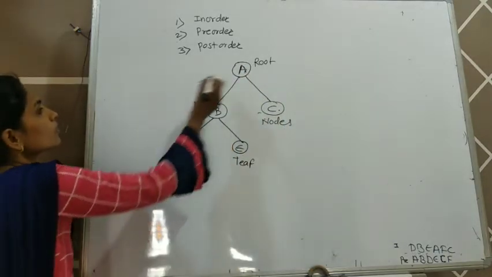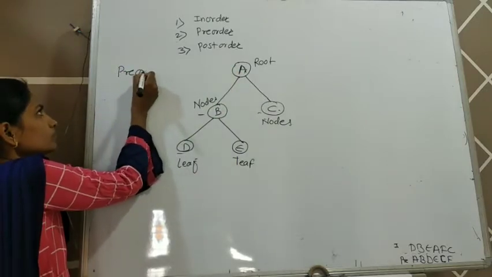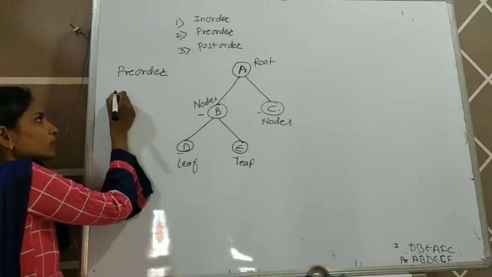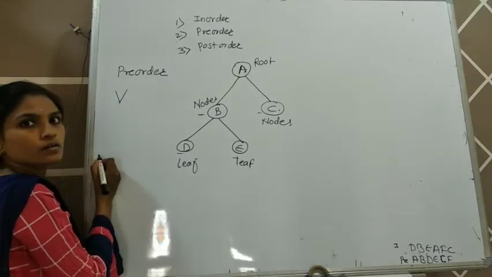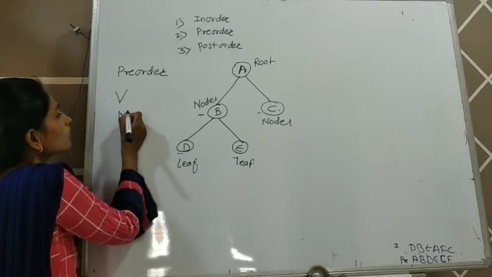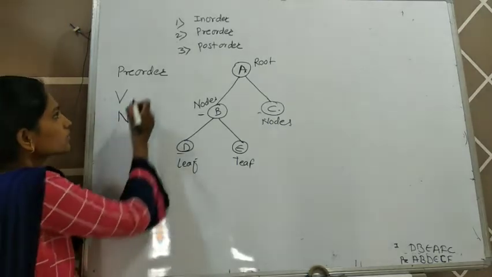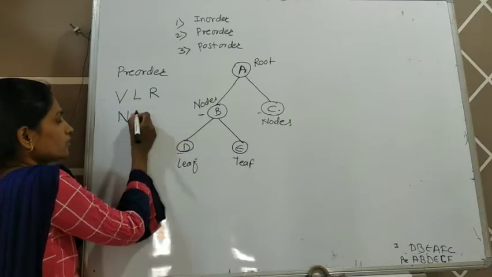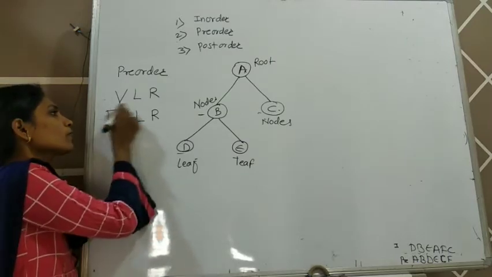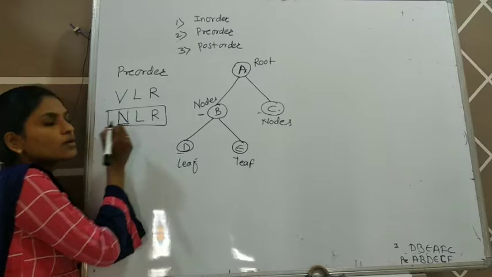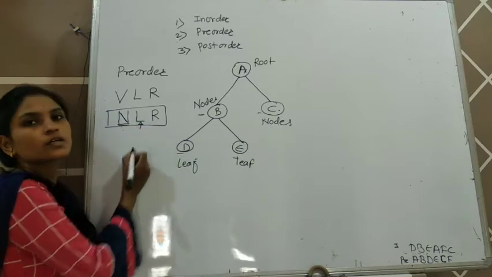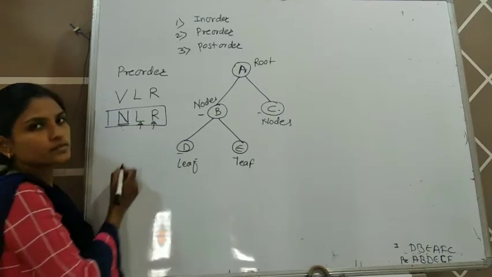Now, in case of preorder, what we have to do? We have to visit the node first. Either you can use B or N. Then you have to traverse to the left and to the right. So this is how for preorder you have to remember. You have to remember that first you have to visit the node, then you go to the left side, and then you will go on the right side.